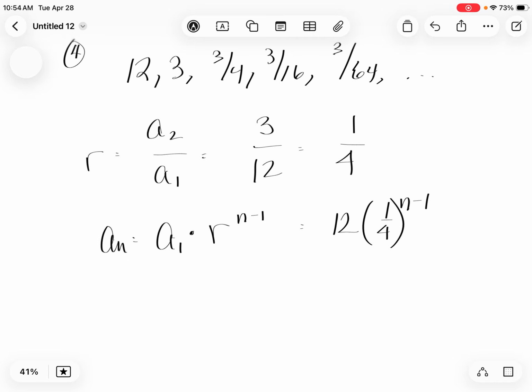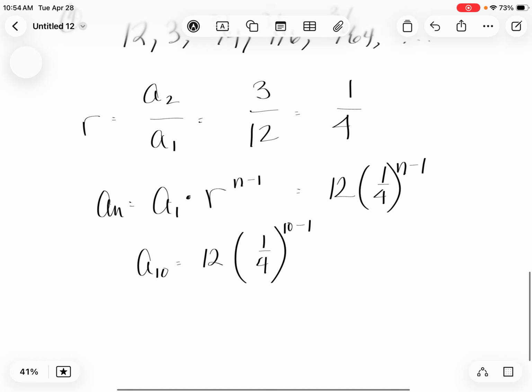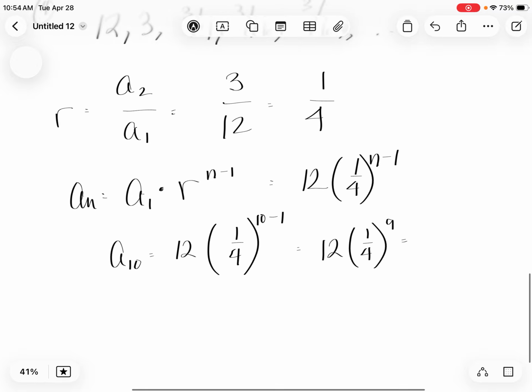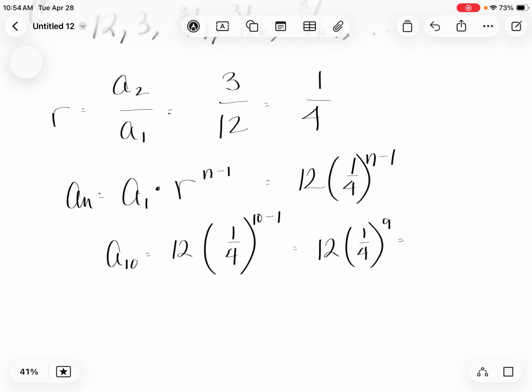And then it says the 10th term. Typically for geometric ones, it does not go very far. It's not going to give you like the 30th term because those numbers could get very, very large. But what you would do here, do not multiply first. You do the 10 minus 1 up in the exponent first. I'm just doing this step by step. Then you do 1/4 to the 9th power.